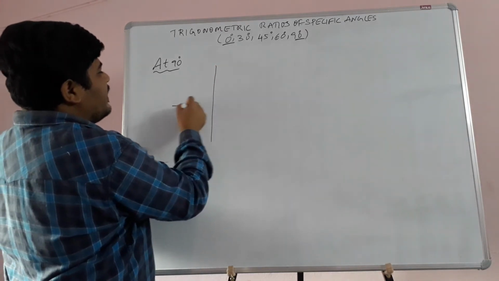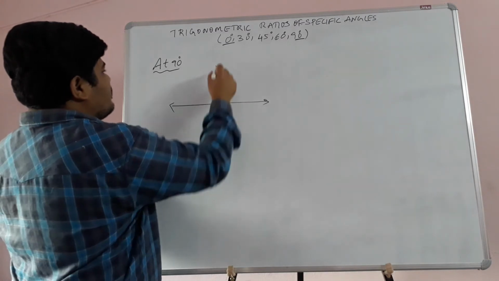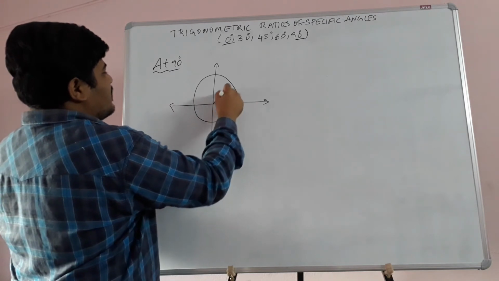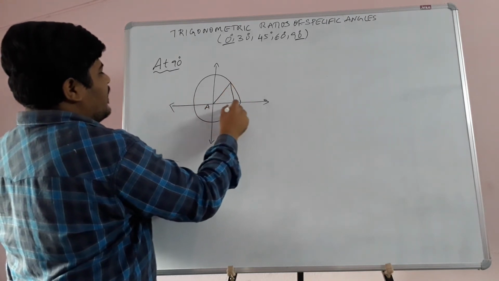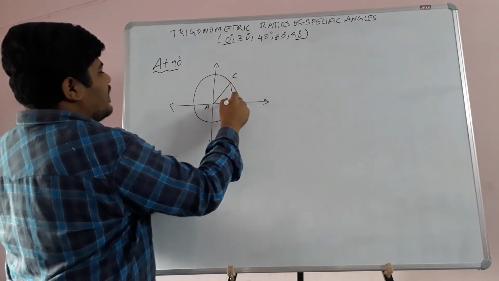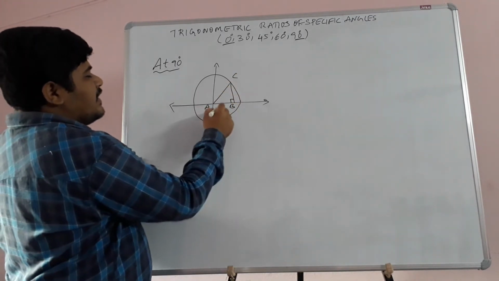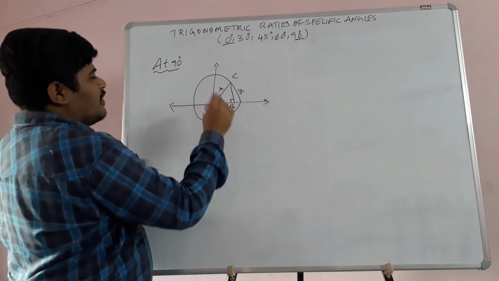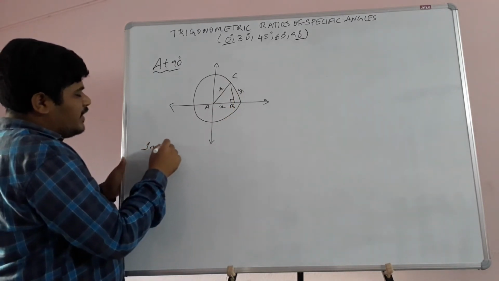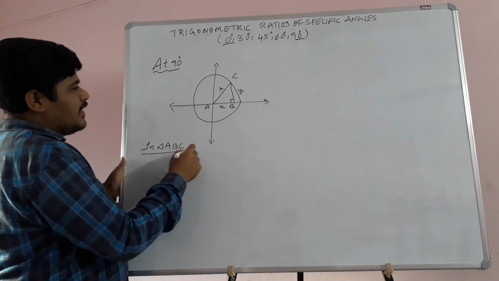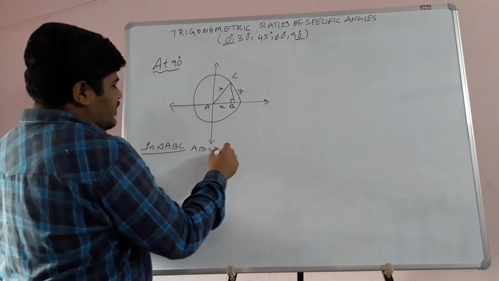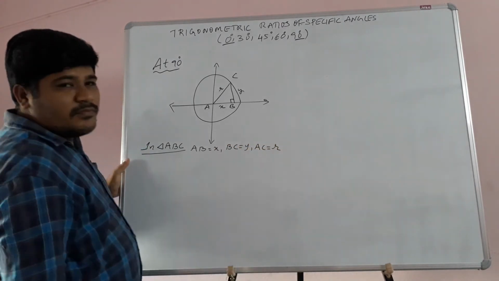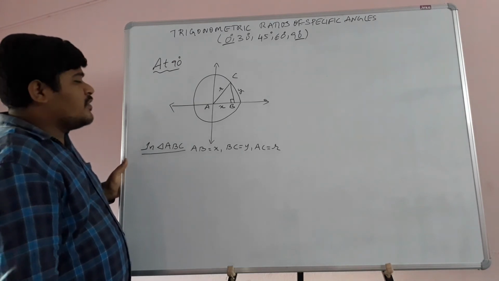So now I am taking triangle ABC on the XY axis. Suppose this is the circle, and here I am taking the triangle ABC, a right triangle with the right angle at B. Let the length of AB be X, the length of BC be Y, and the length of AC be R. So in triangle ABC, AB is equal to X, BC is equal to Y, and AC is equal to R. These are the three sides of the triangle.